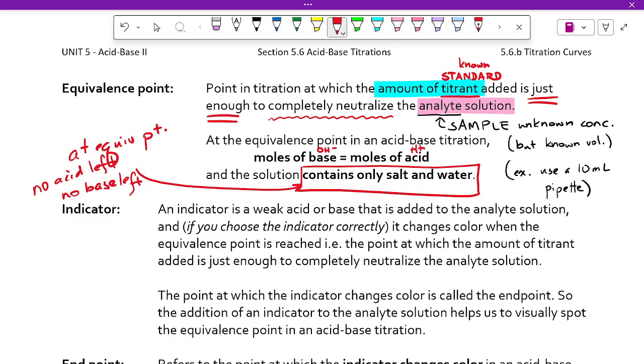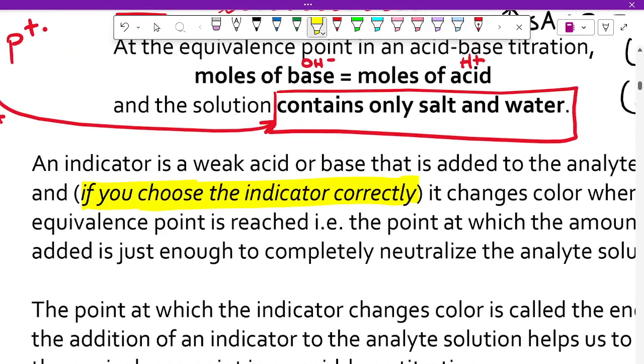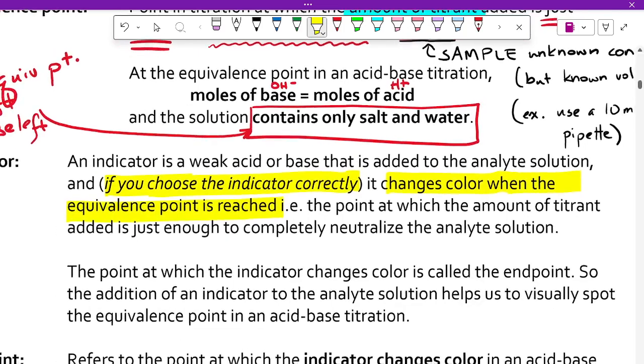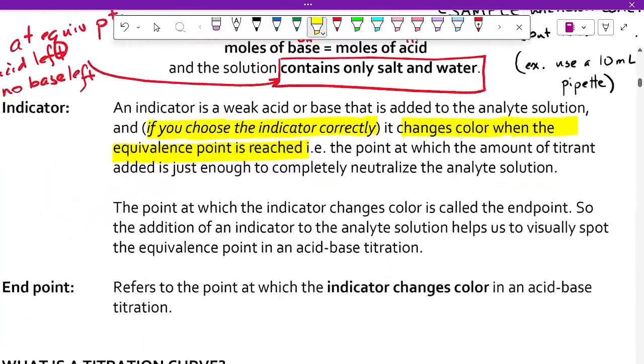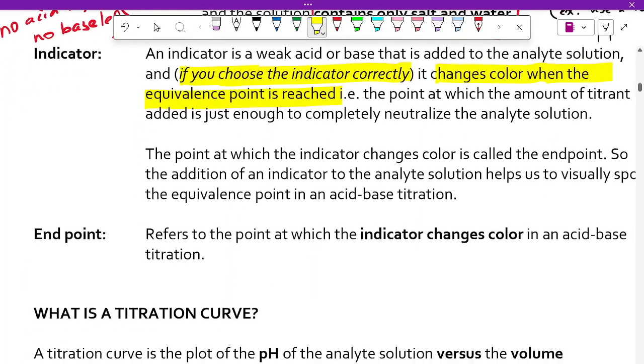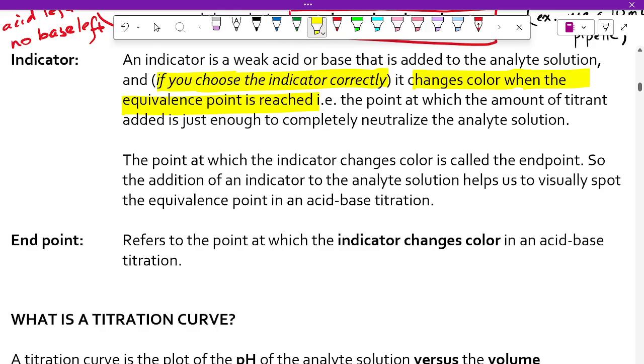You have to choose the indicator correctly. If you do choose it correctly, it will change color at the equivalence point. So if you choose it correctly, it changes color when the equivalence point is reached, when the amount of titrant added is just enough to completely neutralize the analyte. The end point is not the equivalence point.